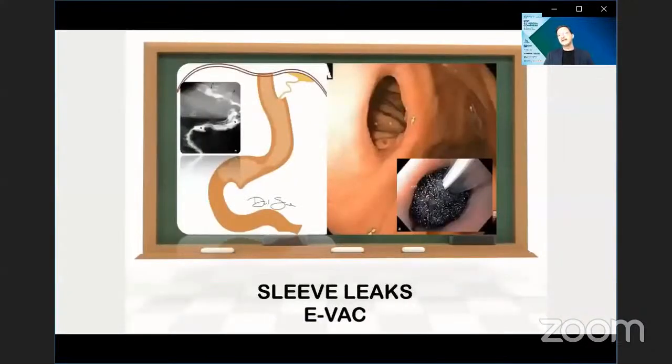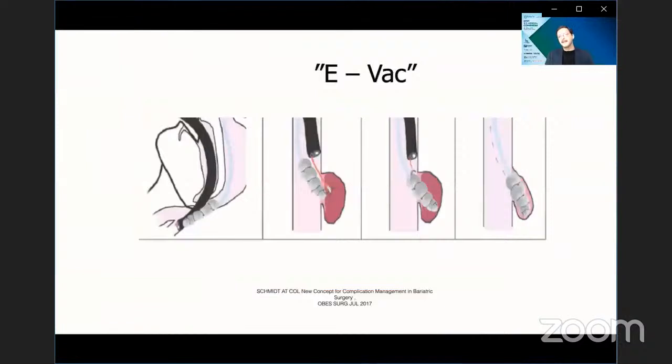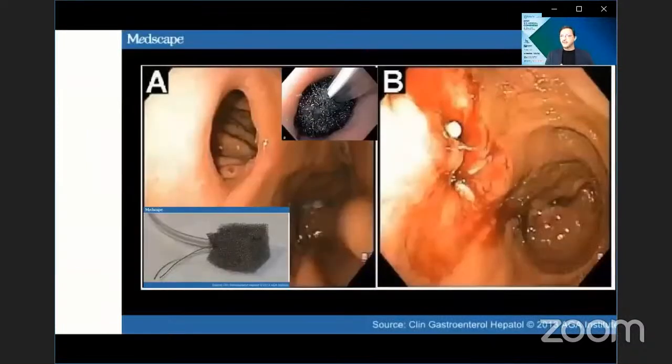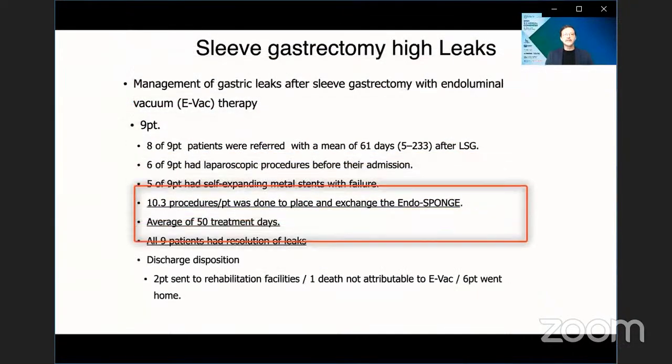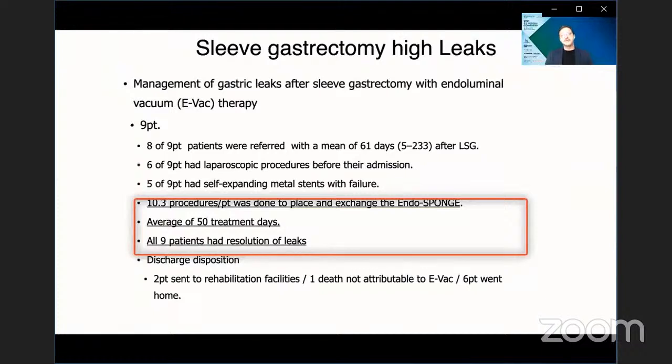Then comes a new kid on the block, the EVAC. It was designed to contain septic disasters in the mediastinum and in the lower rectum with anastomosis dehiscence, but there are some groups using it for endoscopy. The idea is that you put a sponge, attach it to a nasogastric tube, and then outside you apply a vacuum and it heals. The first specific studies were done with traditional sponges, and you can see here 10 procedures per patient, 50 days in the hospital, but with good resolution in all the cases.